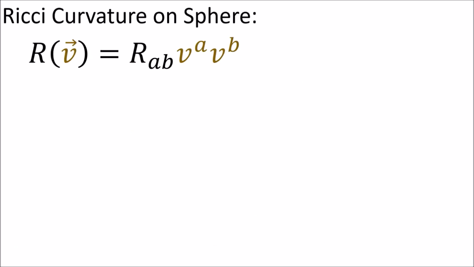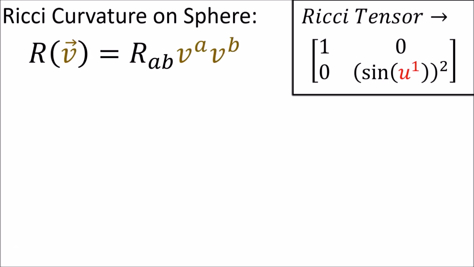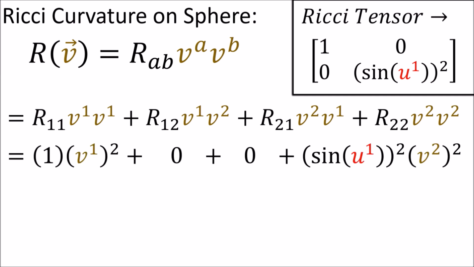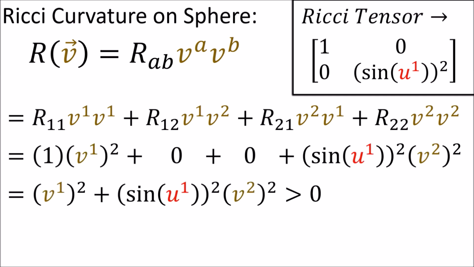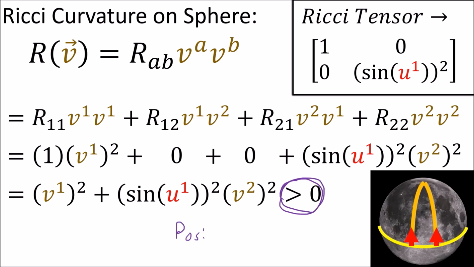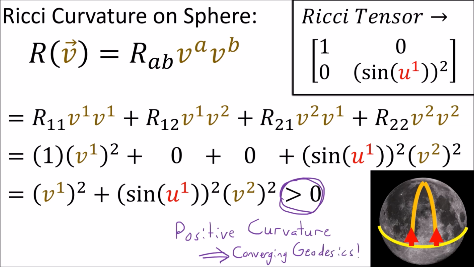So if we compute the Ricci curvature using the sphere's Ricci tensor, we find that we get a formula where all the terms are squared, which means the Ricci curvature must be positive. Positive Ricci curvature means the geodesics will always converge, which is what we would expect for the sphere, as we saw for the example of 2 people on the moon walking along geodesics that meet at the North Pole. So the sphere is a curved space where the Ricci curvature is positive everywhere, which means that geodesics will always converge.